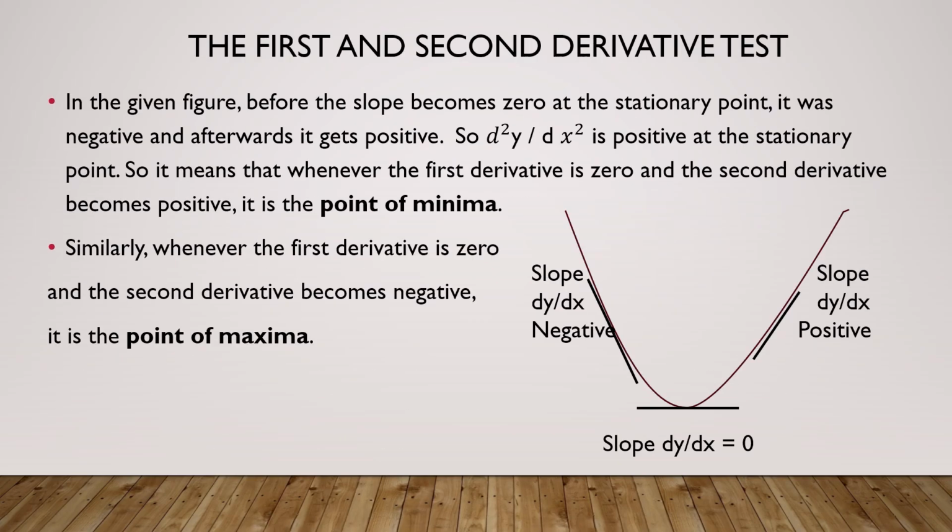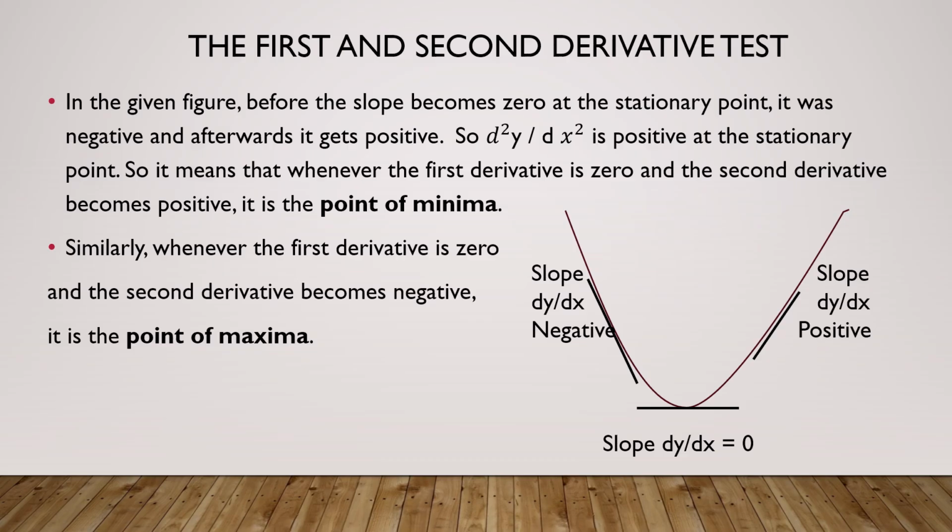Now the most important thing, the first and the second derivative test, which we are going to use in most of the examples. First we will just have an understanding of it. Now if you see the given figure, before the slope becomes 0 at the stationary point, it was negative, and afterwards it gets positive. You can see from the diagram that where the horizontal line is drawn, there the slope is 0. Before that you can see it is going down, means the slope was negative, and after this the slope becomes positive.